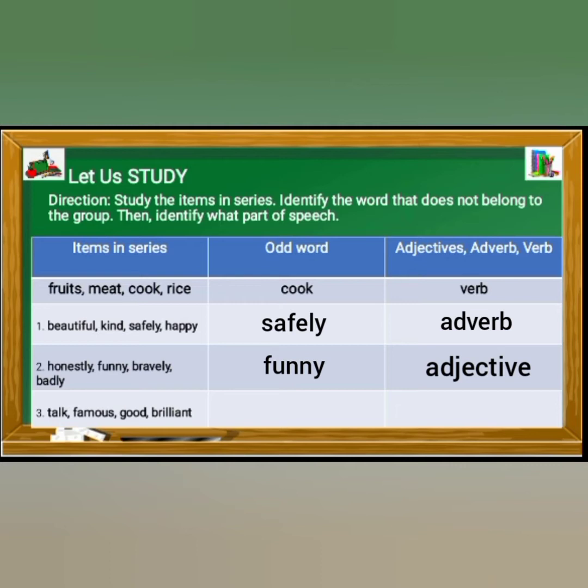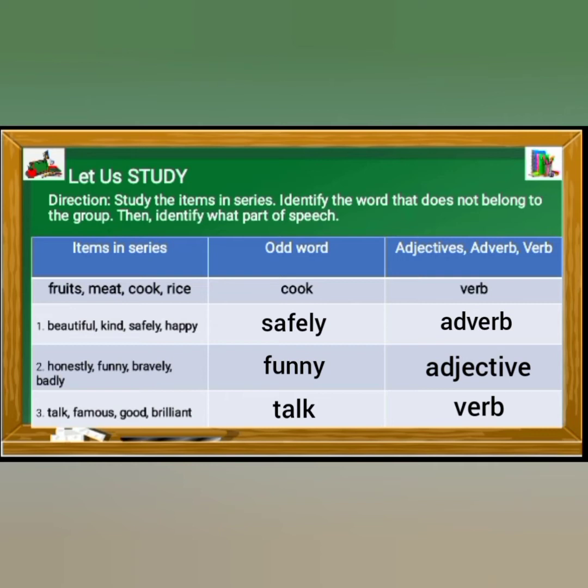Okay, number 3. Items in series, we have top, famous, good, and brilliant. What is the verb? Alright, if your answer is top, you're correct. The words famous, good, and brilliant are all adjectives, while the word top is a verb.